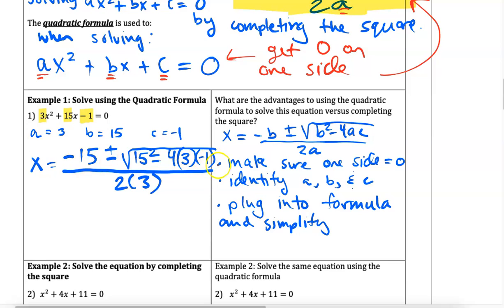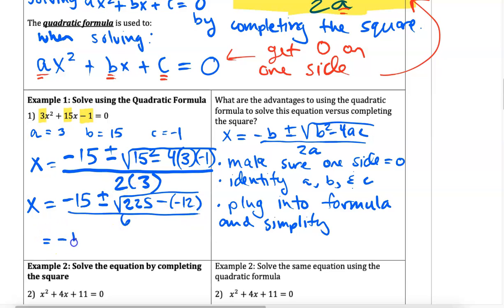So right now, I just have a bunch of numbers that I'm going to need to simplify. So this would be negative 15 plus or minus the square root of, and it would be good here to simplify the inside. So 15 squared is 225. 4 times 3 times negative 1 would be negative 12. And then 2 times 3 is 6. I'm going to end up adding these together, because when you're subtracting a negative, you end up adding, and I get 237 in that square root, and that's all being divided by 6.